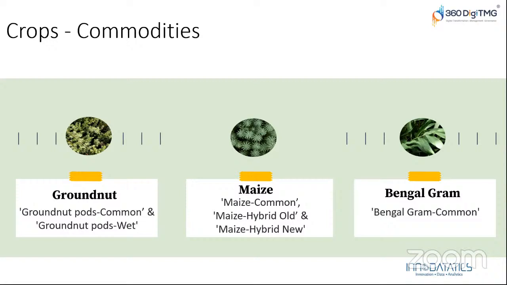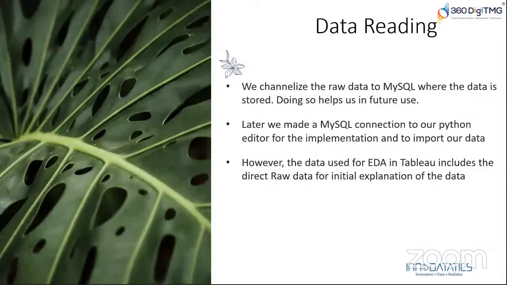Each specific commodity was categorized further. Groundnut was categorized into two; we had 2 varieties of groundnut in our data set. One was pods common, and one was pods wet. Pods, in the sense, is what comes in a bag, a wet bag. That is how the varieties were segregated, and we have the data of that. Apart from that, we have maize common, maize hybrid old, maize hybrid new data. That was also a part of it. And we had Bengal gram, the common Bengal gram, and there was no hybrid or any other varieties of it. So these were the main commodities that we were working on.